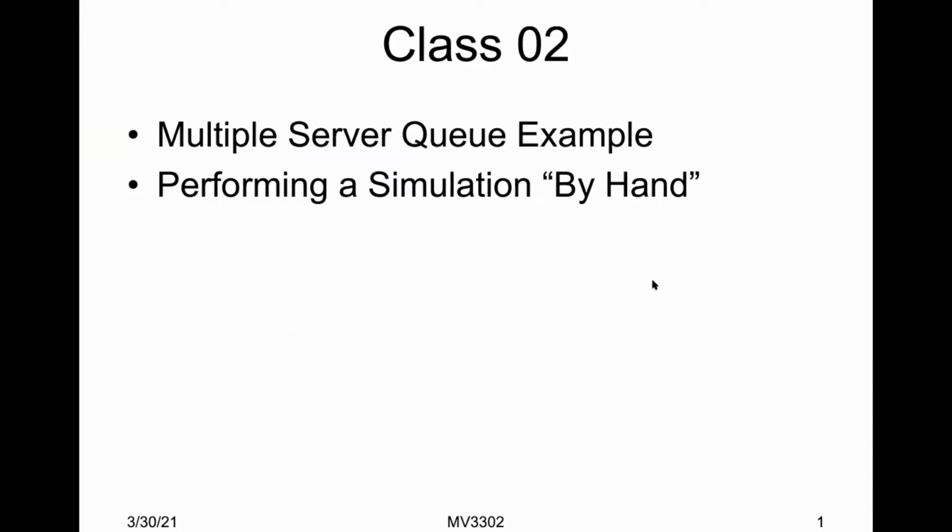Okay, yesterday we talked about what a discrete event simulation is, and we gave one example, which was kind of the simplest one. So today I'm going to give a slightly more complex example, and then we're going to be the event list. We're going to perform a simulation by hand.